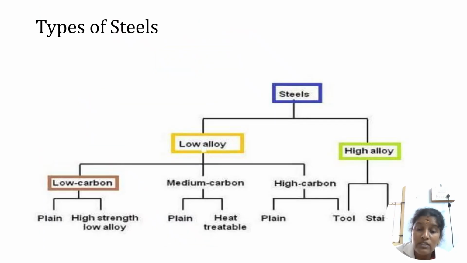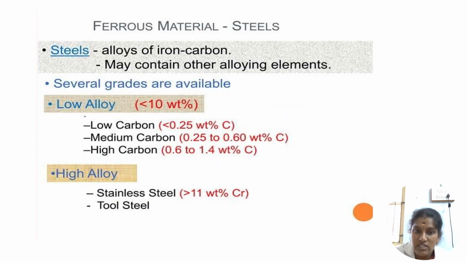In low alloy, we have three categories: low carbon, medium carbon, high carbon, because steel is a combination of the alloying of iron and carbon. Based on that carbon, we can categorize steel into different forms, right? So it is low alloy and high alloy. The high alloy can be in two categories, that is tool steels and stainless steels. So these are all the common classifications of steel structures.